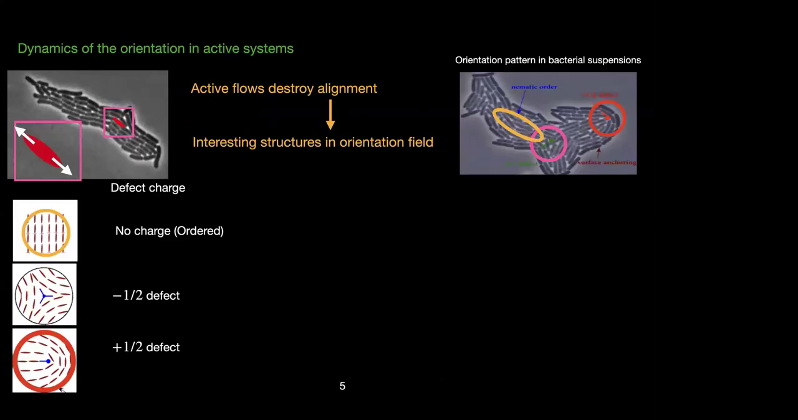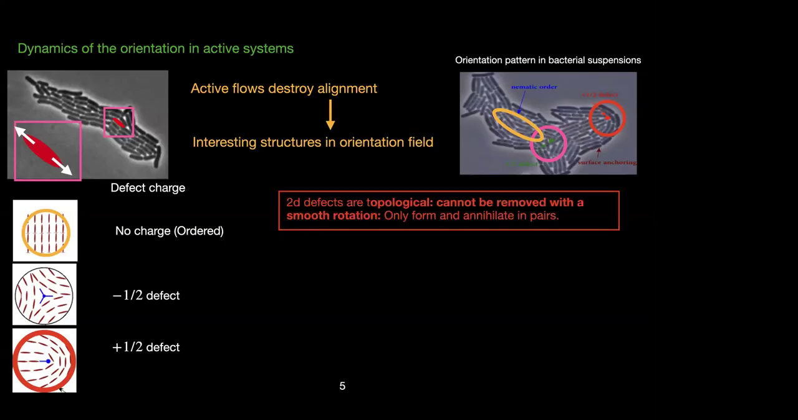For example, here is an example of a bacterial suspension. You see the formation of defects. These interesting structures are called defects. And in a system with a nematic symmetry, the most important defects are plus half and minus half defects. And these are shown here. As you can see, the plus half defect has a polar shape, and because of this shape, any active flow leads to self-propulsion of this defect. Whereas the minus half defect has an isotropic shape, and the flows cannot move the defect.